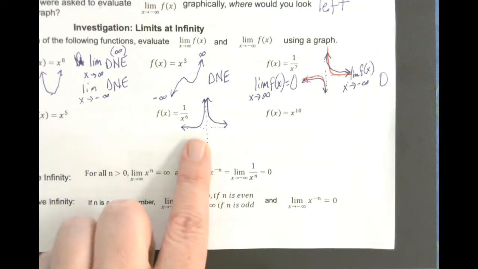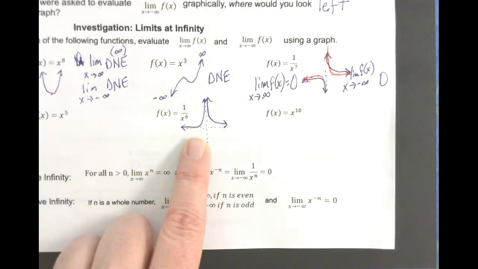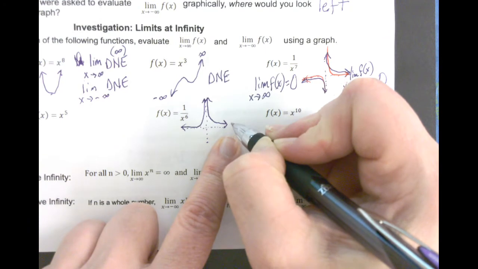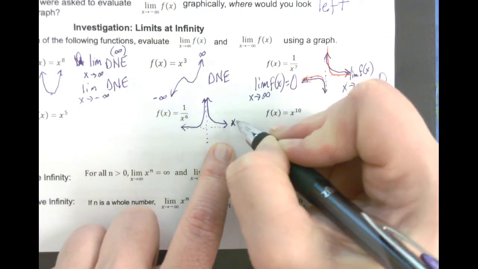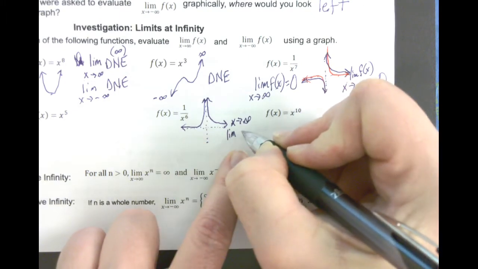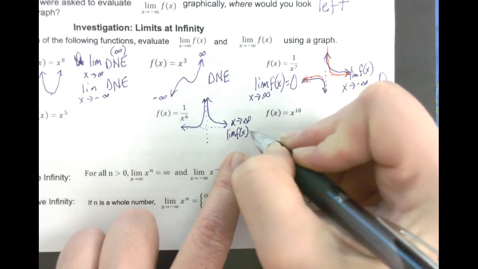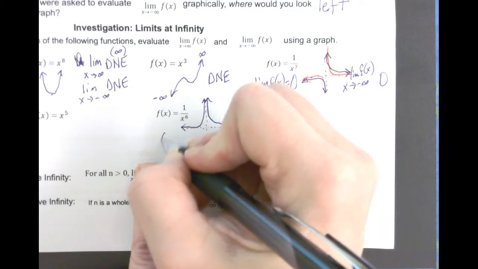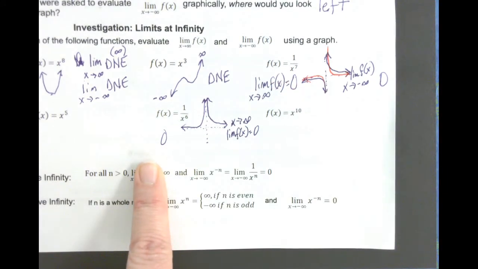And so what is the limit to the right? 0. So as x approaches infinity, the limit of f of x is 0, and it is 0 over here as well. Right? Do I have to write everything out, or are y'all good?